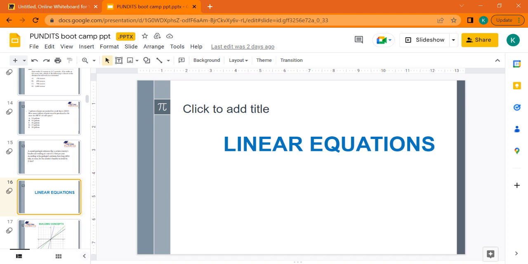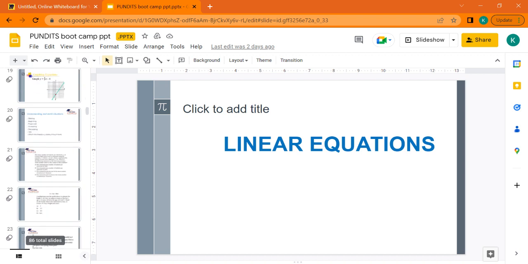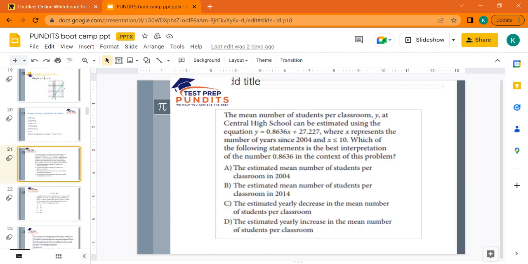Last time we wrapped up ratios and proportions, and today we're going to be starting a very important topic, linear equations. You will be seeing this a lot on the SAT, and since it's such a big topic, let's get started right away. Let's take a look at this question.